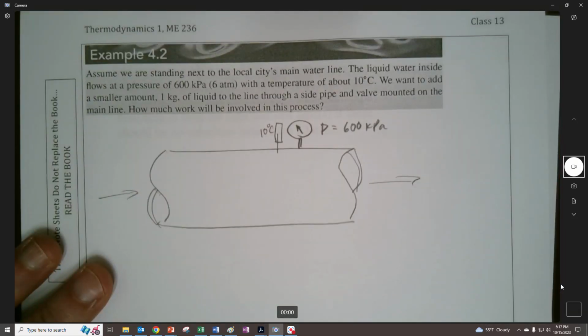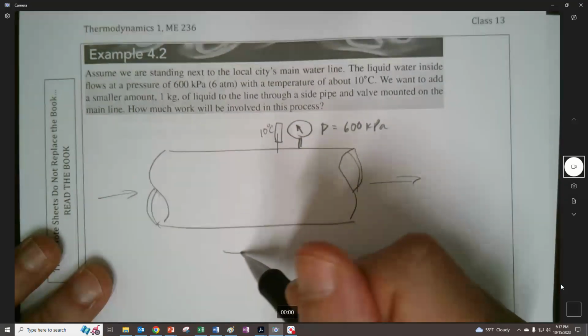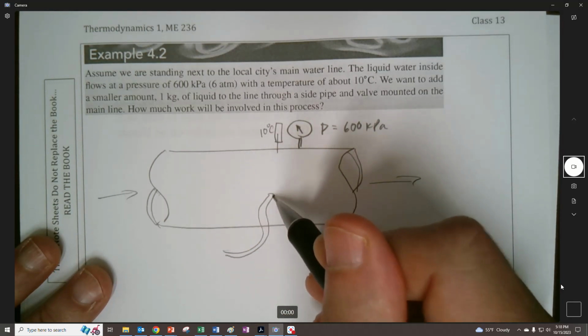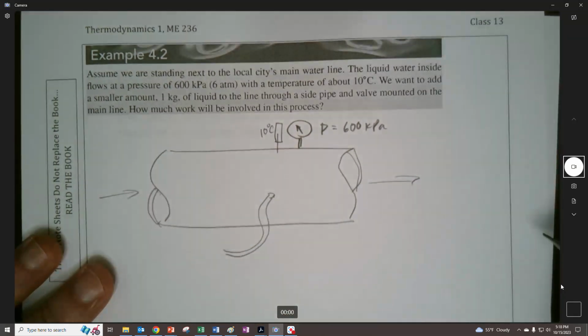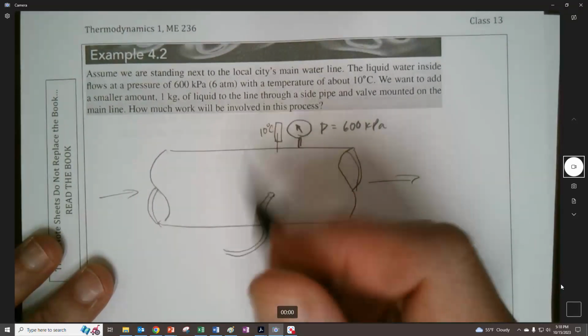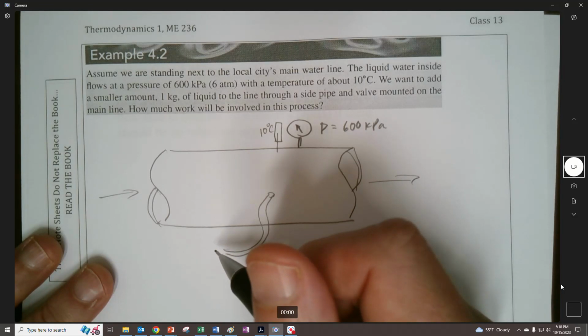And we want to add a small amount of water. Why? I don't know. We want to add a small amount of water. So here's a little tube that we're putting in here. We've put it up onto the side, and it's 1 kilogram of water. For some reason, we want to add 1 kilogram of water, and we do it with this.